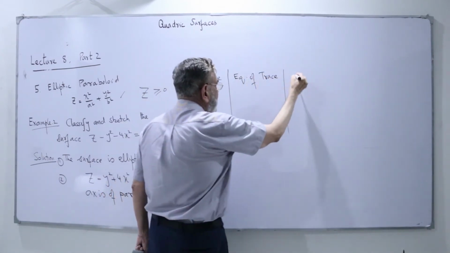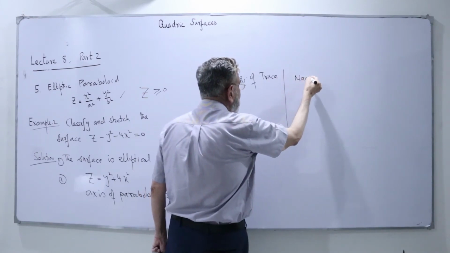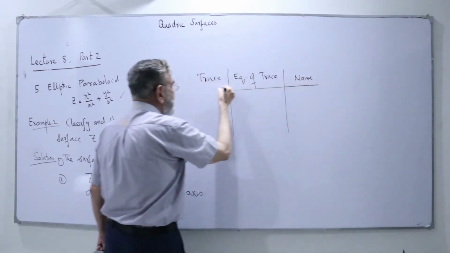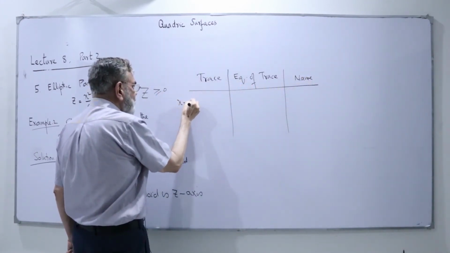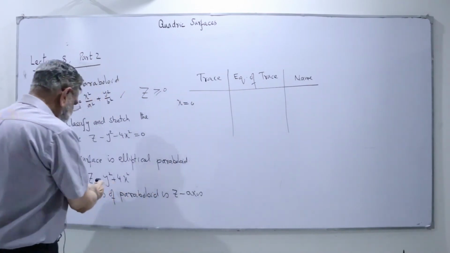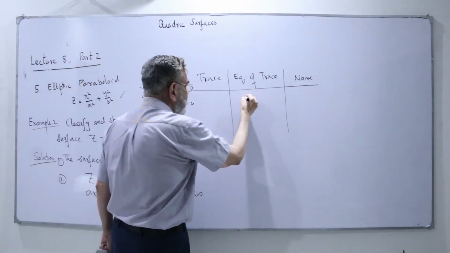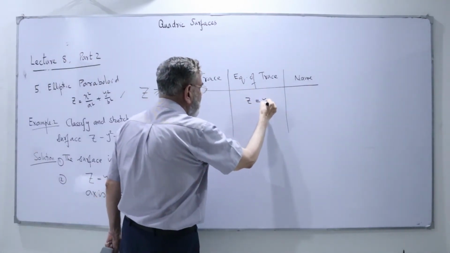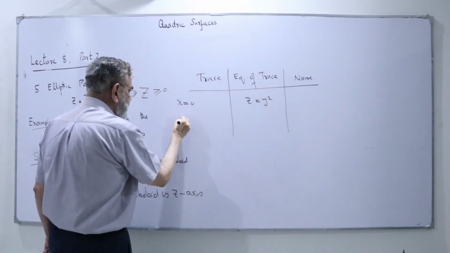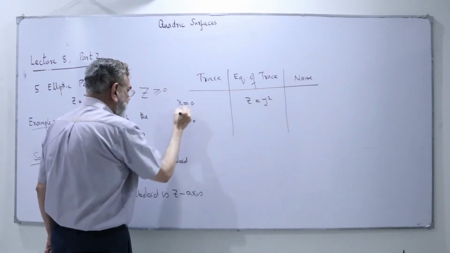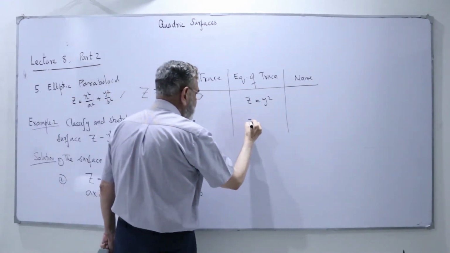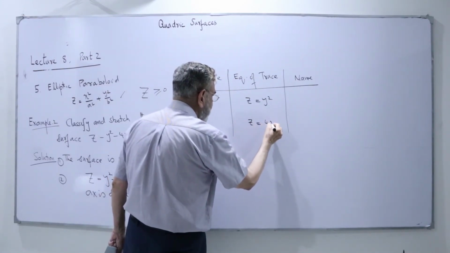And name. I give the detail of this one. Here we take the trace x equal to 0. When x equal to 0, what will we get here? When x equal to 0, z equal to y square. And take here y equal to 0. We take y equal to 0, then we have z equal to 4x square.